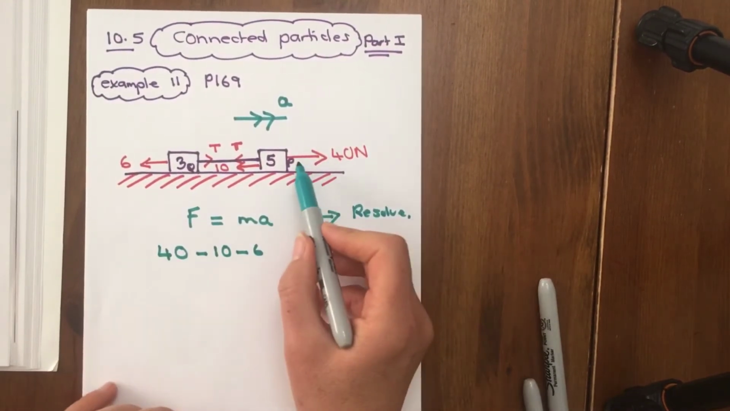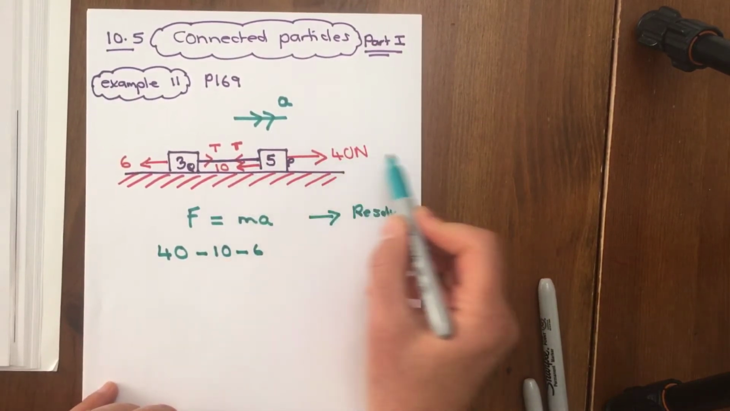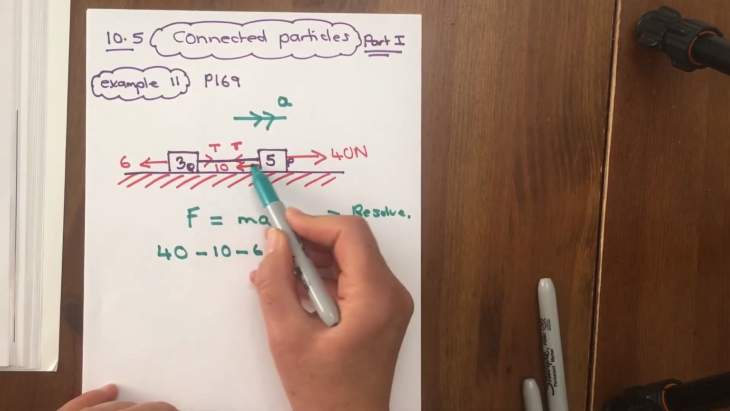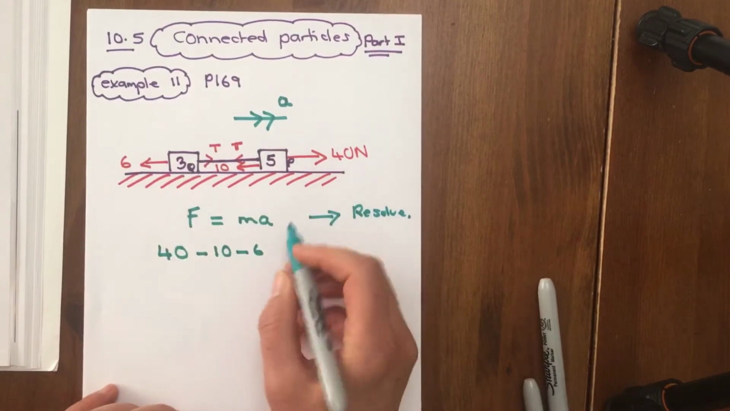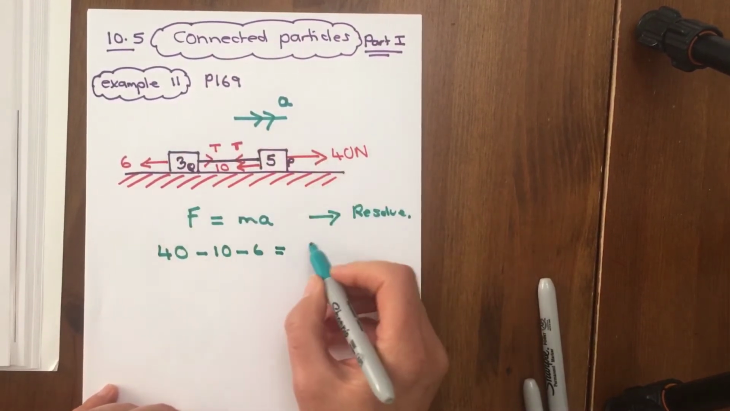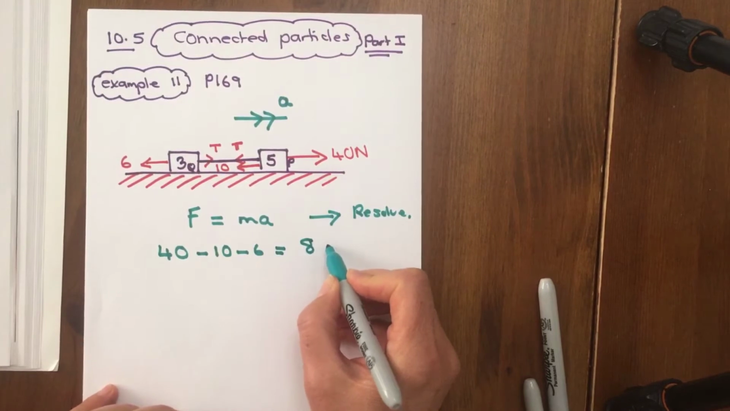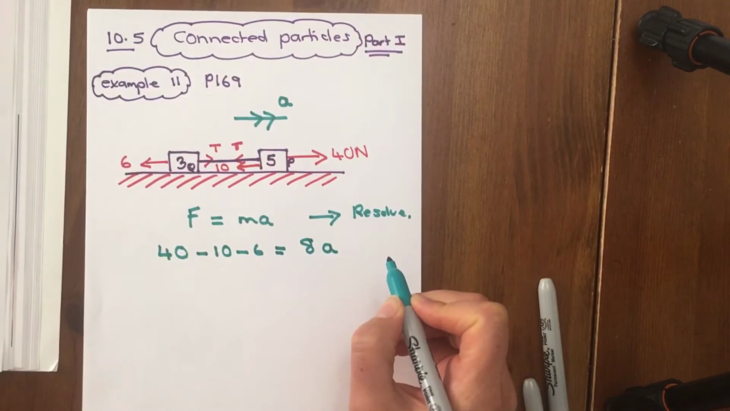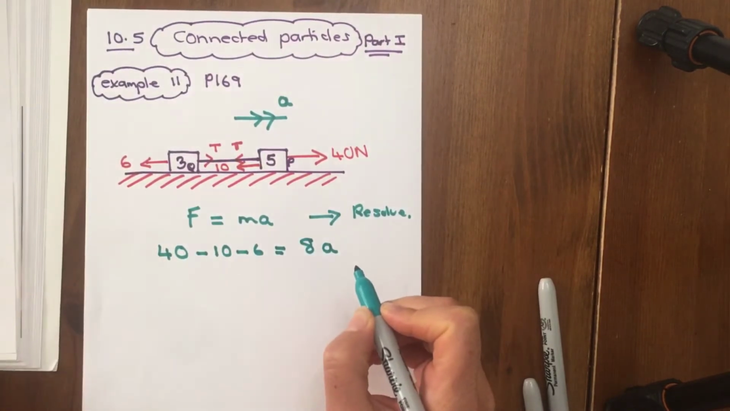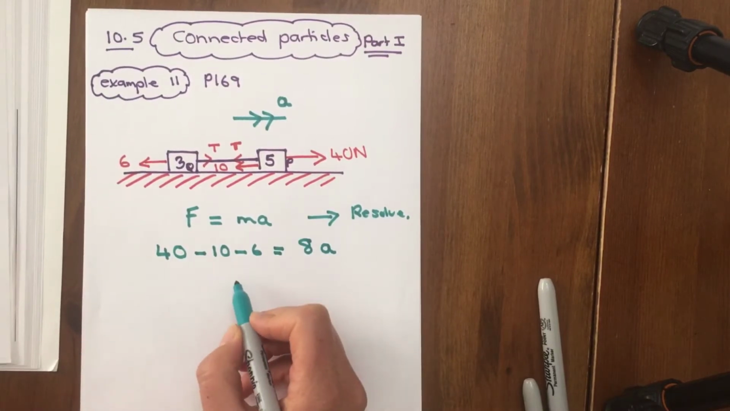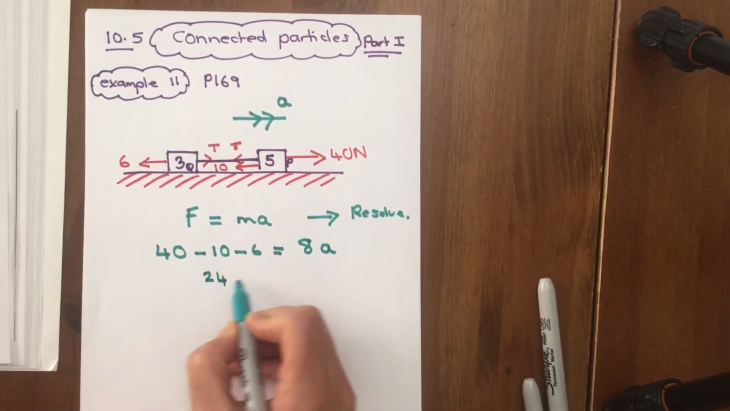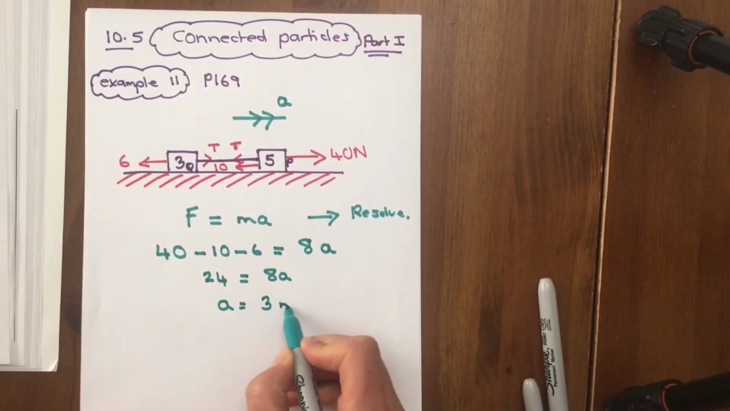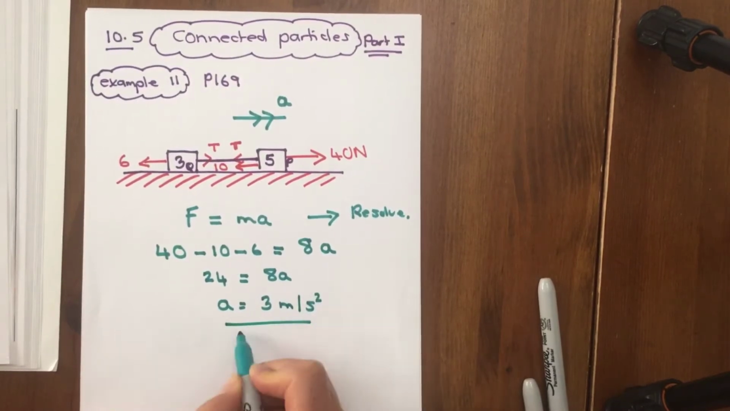So let's just look at the force again. The force I'm resolving going to the right: I've got 40 to the right, negative 10 because it's going the opposite direction, and negative 6. That will equal the total mass, 5 plus 3, which is 8, times the acceleration, which I would like to find. So if I put all of this together, I will have 24 on this side equals 8a. So my acceleration will be 3 meters per second squared.